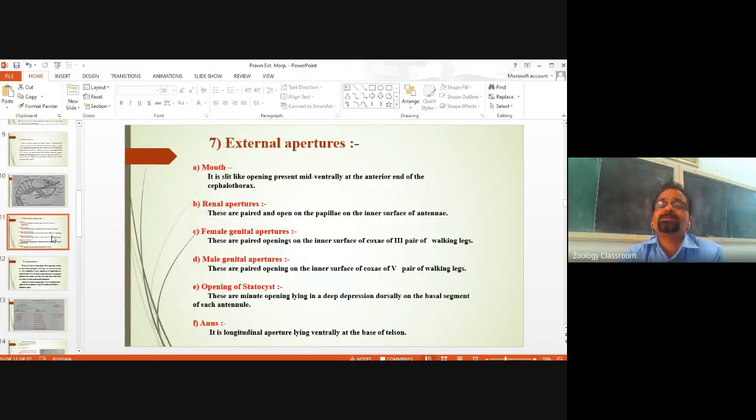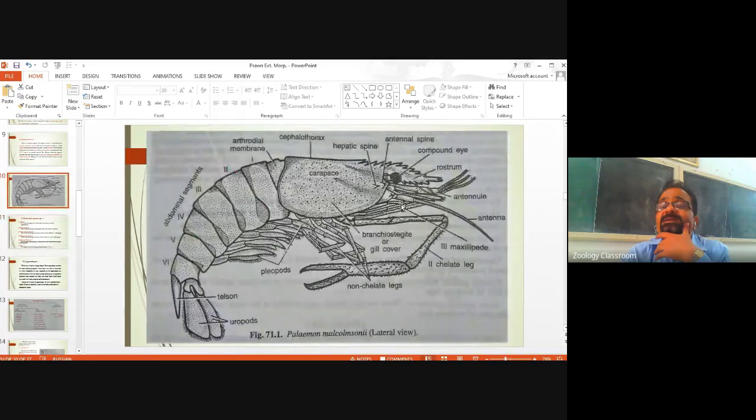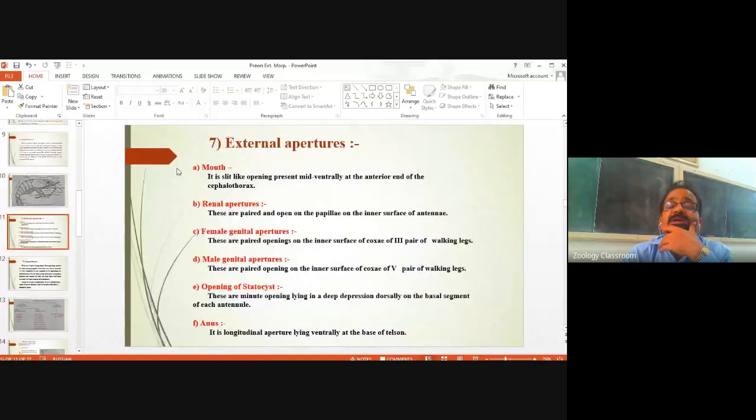External apertures. Now these are the different external apertures. Mouth. It is slit-like opening present mid-ventrally at the anterior end of the cephalothorax. म्हणजे कुठे? तर हे बघा, हे रोस्ट्रमच्या बेसला या सगळ्या अँटेरियरच्या आतमध्ये इथं त्या माउथचं आतमध्ये ओपनिंग आहे. Slit-like opening is present.